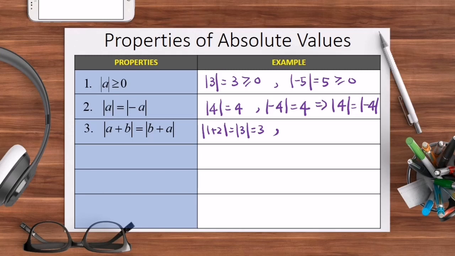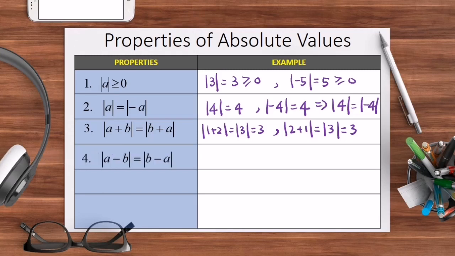If we find absolute value 2 plus 1, then we also get absolute value of 3, which equals 3. Then we can conclude that absolute value of 1 plus 2 is equal to absolute value 2 plus 1.